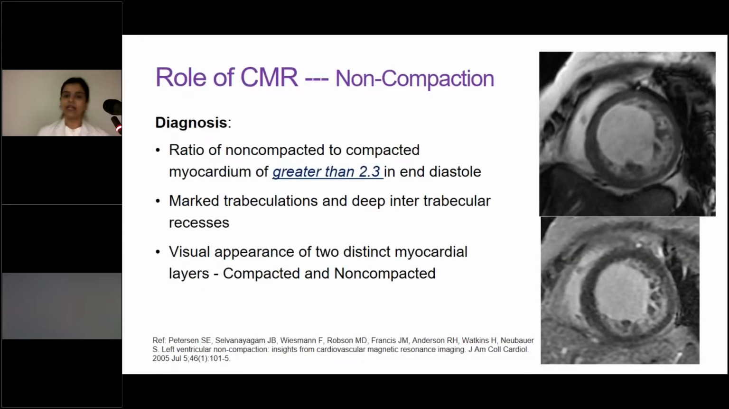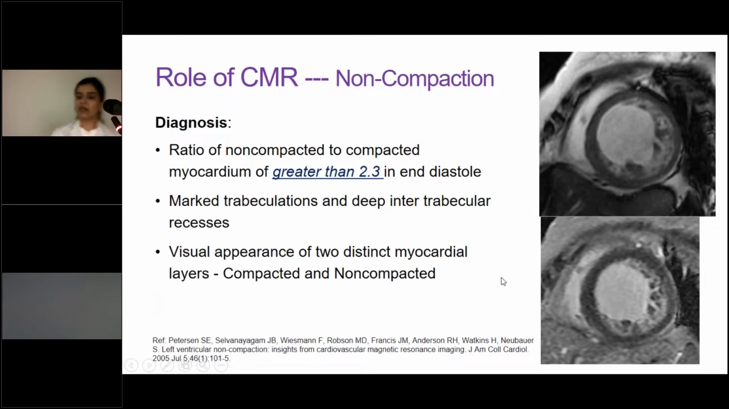Now, cardiac MRI is the investigation of choice for the diagnosis of this condition, where two distinct myocardial layers can be identified, that is the compacted and the non-compacted layers. And according to Petersen's criteria, in the end diastolic phase, the ratio of the non-compacted to compacted myocardium should be greater than 2.3. The other important features that can be seen are marked trabeculations and presence of deep intertrabecular recesses.